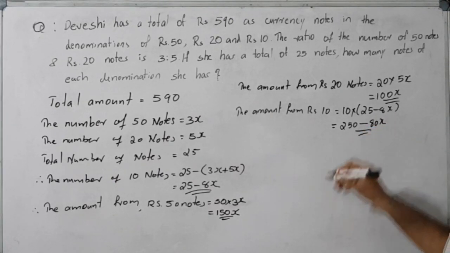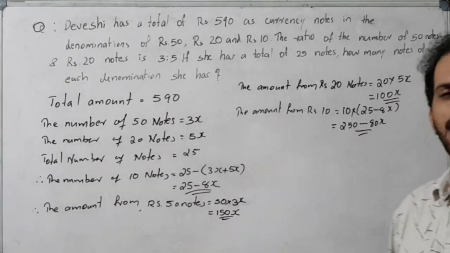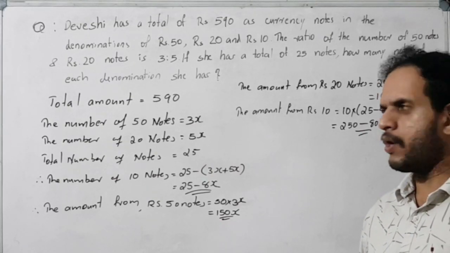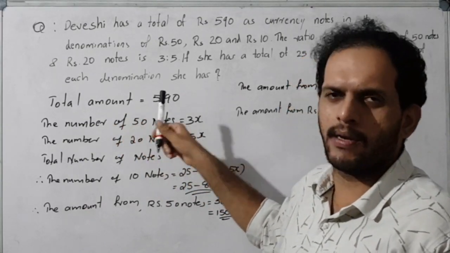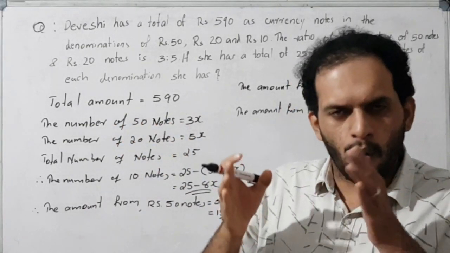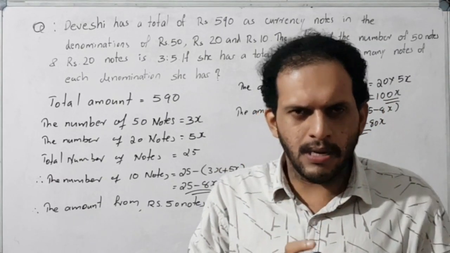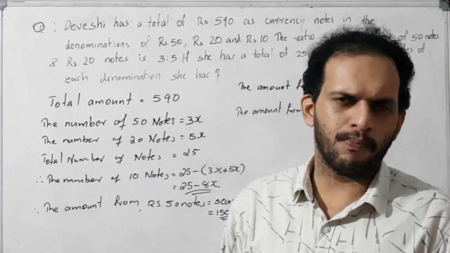So what is the amount we get from the 10 rupee notes? The amount we get from the 10 rupee note is 250 minus 80x. The next, we know what is the total amount. The total amount is 590, correct? What is total amount? Total amount means the sum of the amount from 50 notes, the amount from 20 notes and the amount from 10 rupee notes, correct?